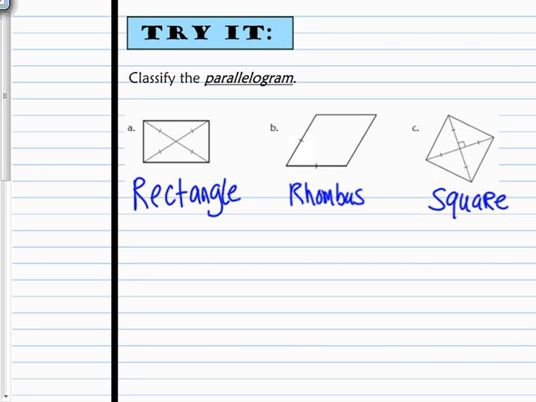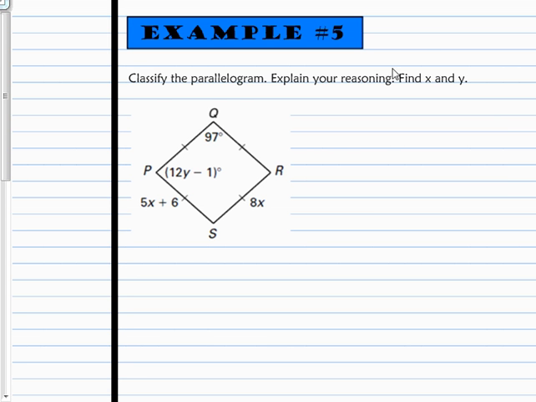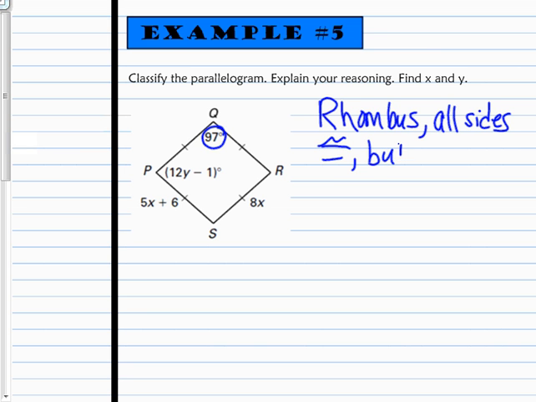Okay, let's go ahead and move on to example 5. Classify the parallelogram, explain your reasoning, and then find x and y. So let's look first. I see that all the sides are congruent, so that means it's a rhombus or a square. But are all the angles congruent? Definitely not. If this angle is 97, they're not all 90, so it's a rhombus. So classifying it, rhombus. Explain our reasoning: all sides congruent, but not all angles congruent.